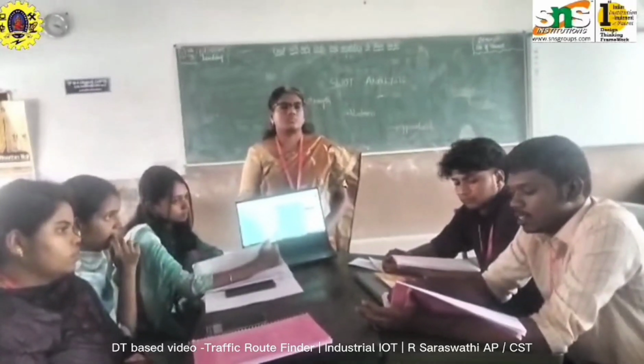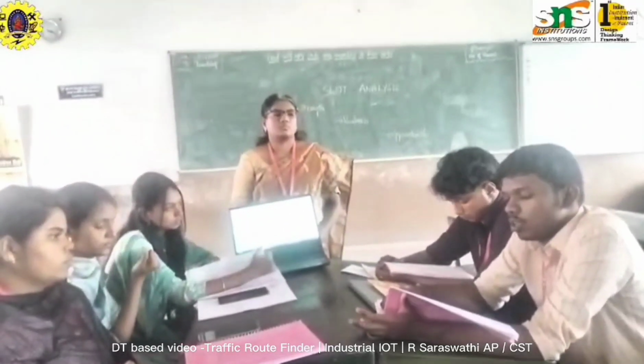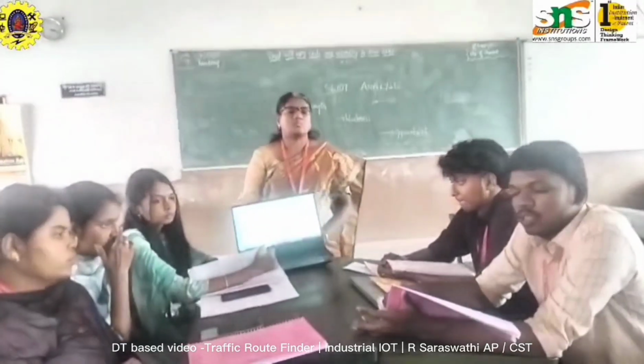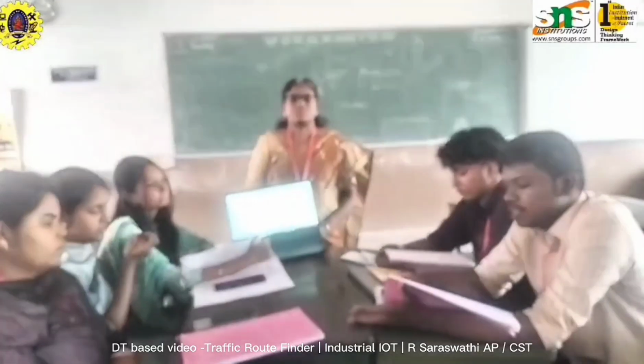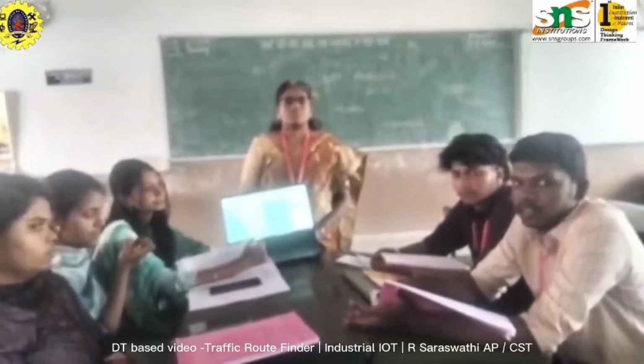Next one, route generation test. The app should show the shortest route. The app should show the alternate route if the feature exists. Check if the distance and the travel time are displayed.